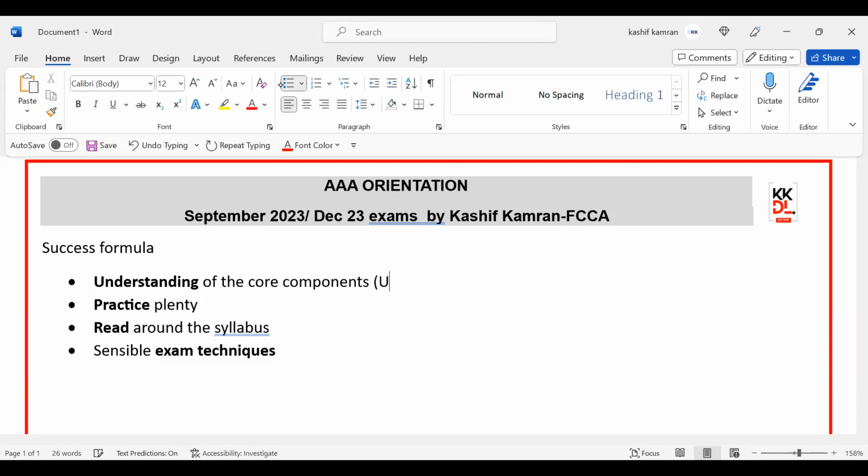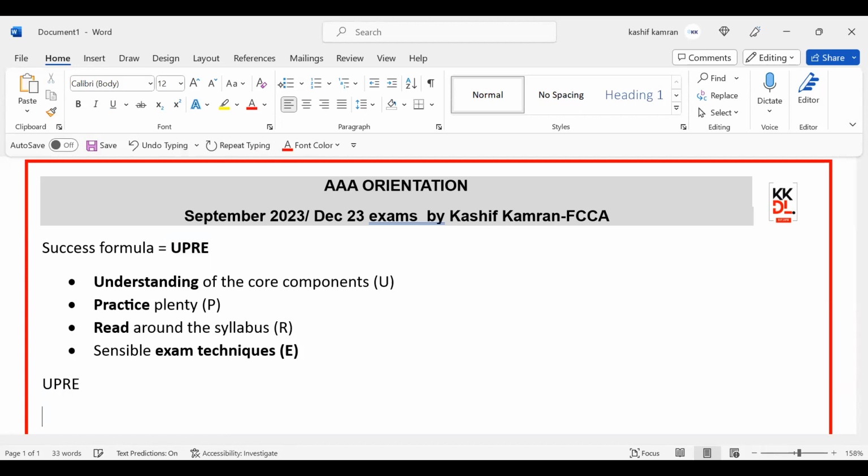So let's make them under U, P, R, and E. So that becomes a mnemonic for us. So success formula is equal to U, P, R, E. Will all of you remember that, U, P, R, E? And it should not be that you're spending the next 2 hours and next 2 days rote learning UPRE. It's about application. It's about implementation of UPRE. Let's have a quick word on UPRE and then move on to the SBR.